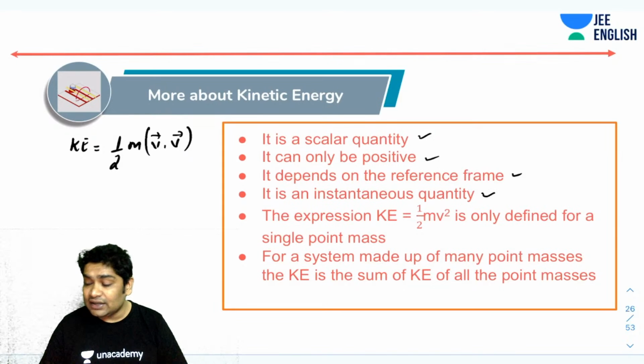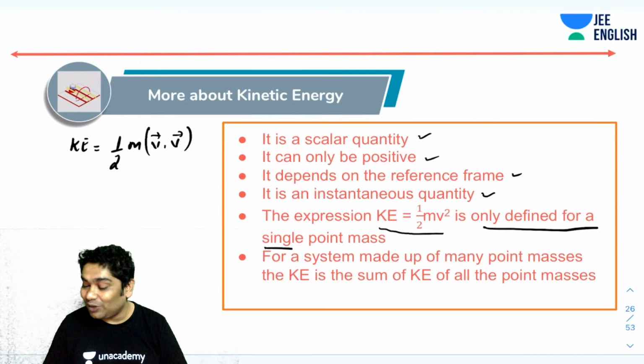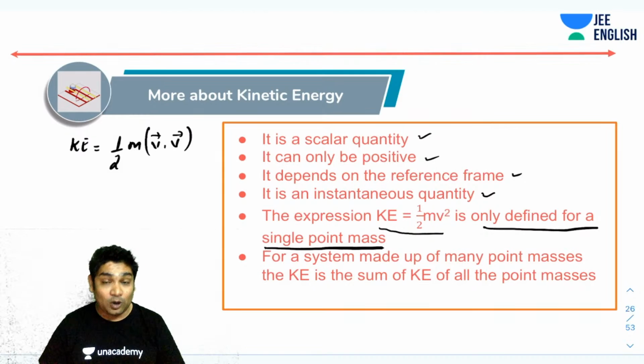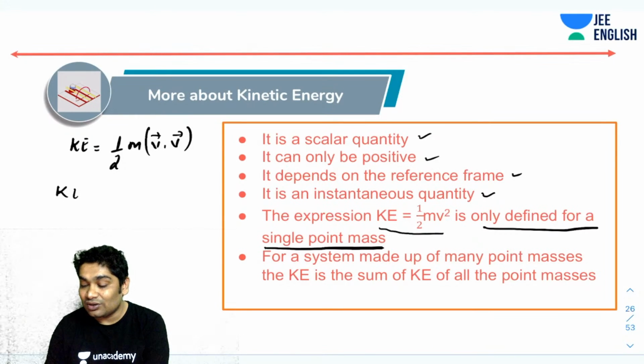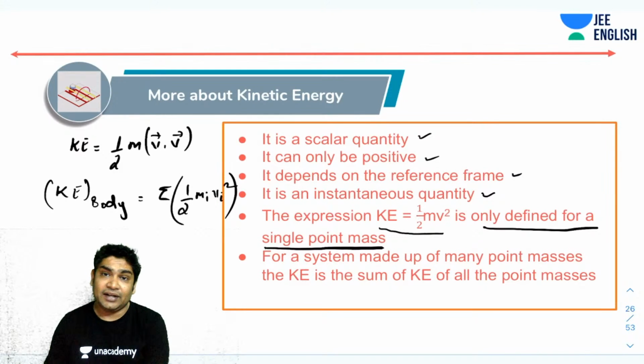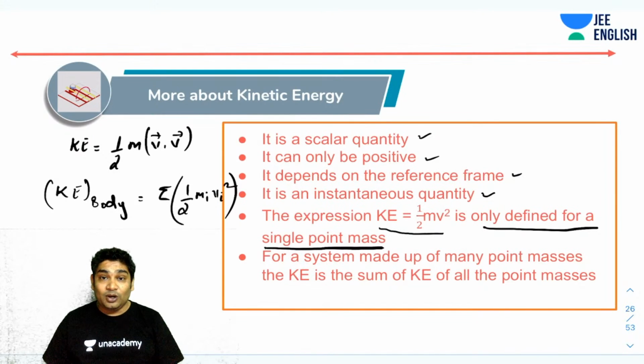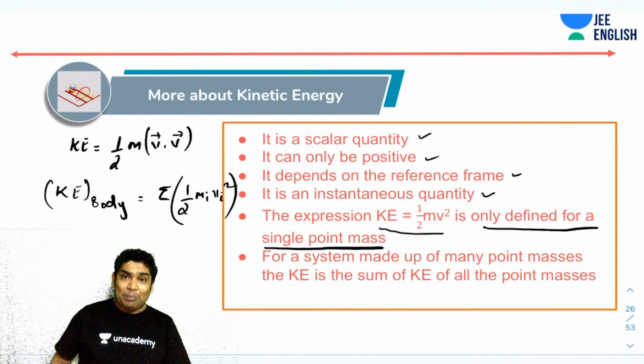Now, this is usually an instantaneous quantity only. We do not mostly talk about an average kinetic energy. We always define kinetic energy instantaneously. Now, the expression half mv square is only defined for a single point mass. Please note that. For a big object, you cannot use this. For a big object, you find the kinetic energy as sum of all the point masses. So K of a body turns out to be the summation of K's of all its constituent masses. So if it contains a lot of masses, then it would be summation of the kinetic energy of all the point masses.